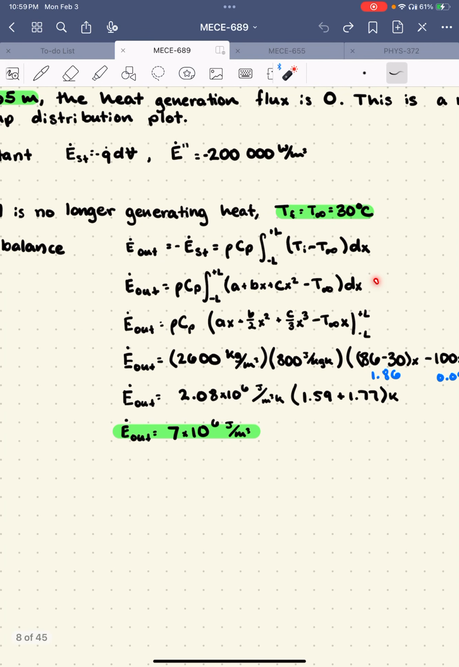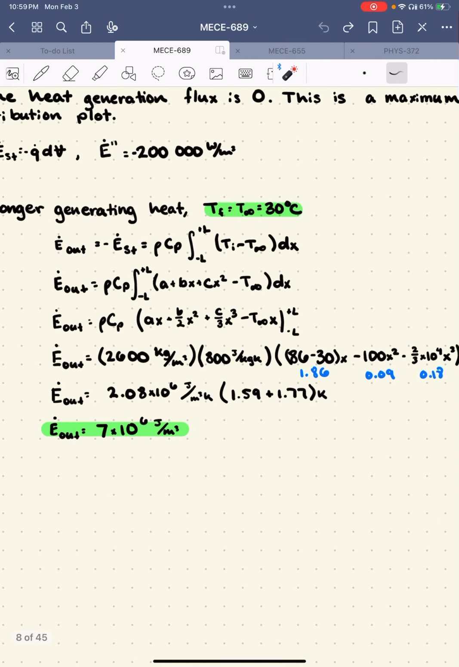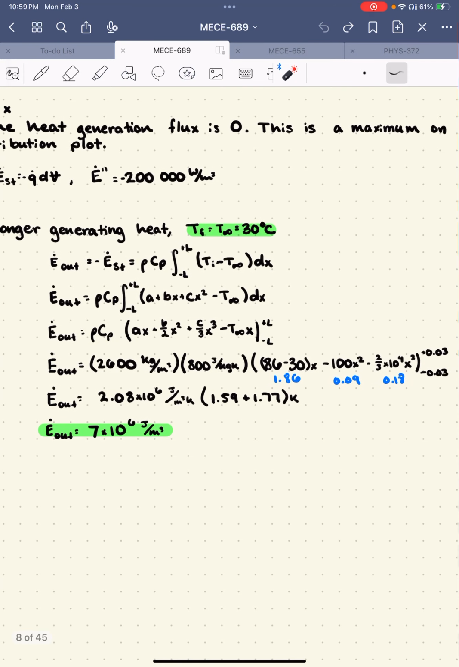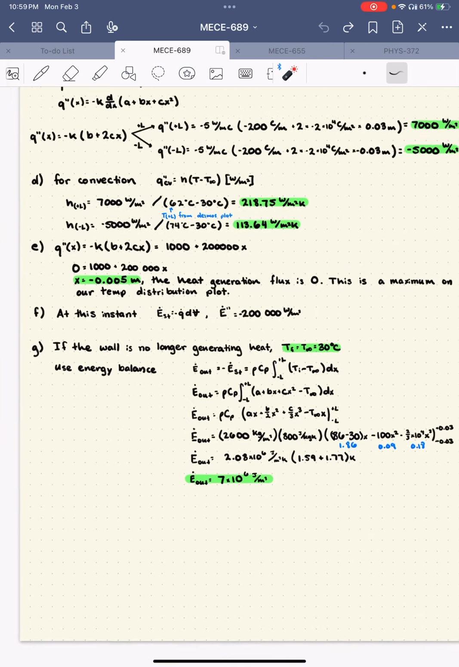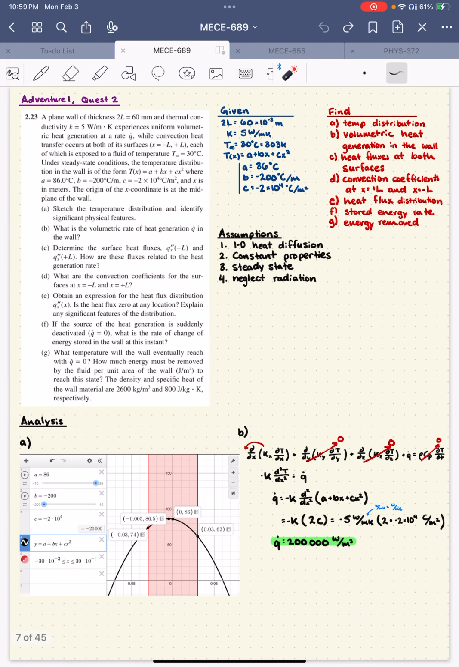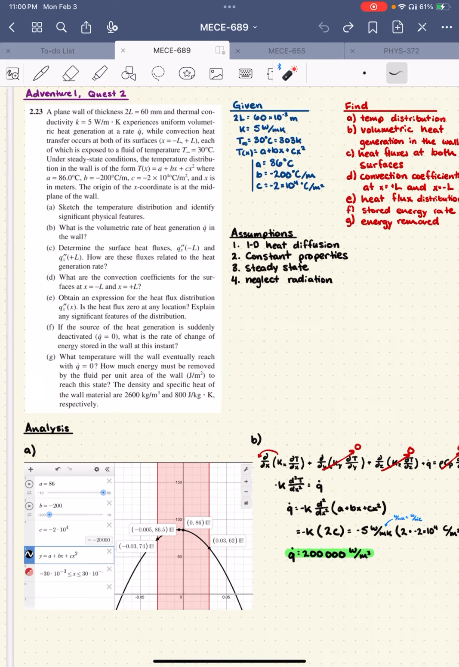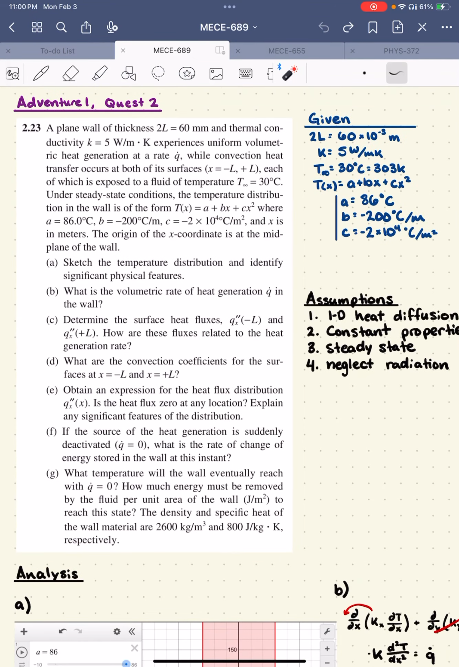Solving this integral as shown here and plugging all the numbers in, we get that the energy dissipated out is equal to 7 times 10 to the 6 joules per meter cubed. And that is my solution for 2.23.